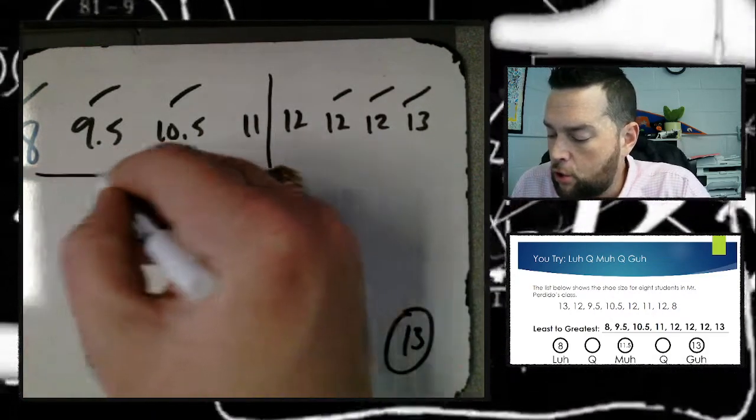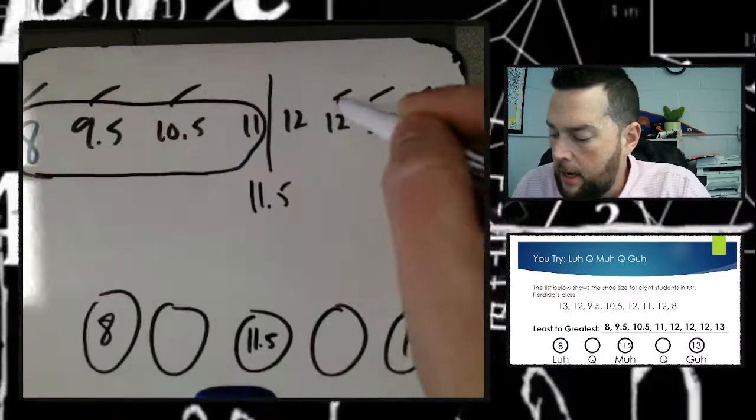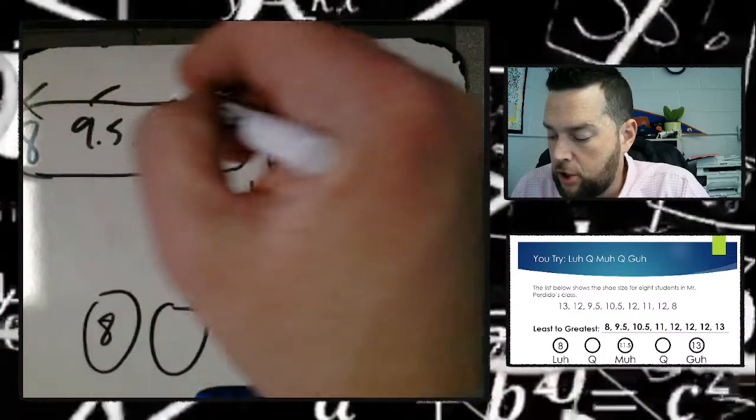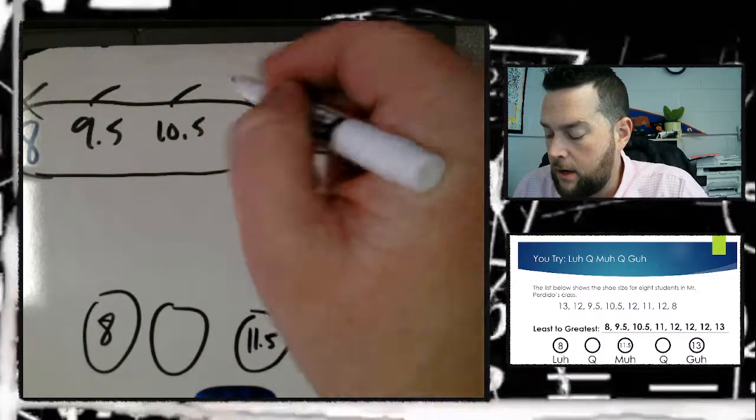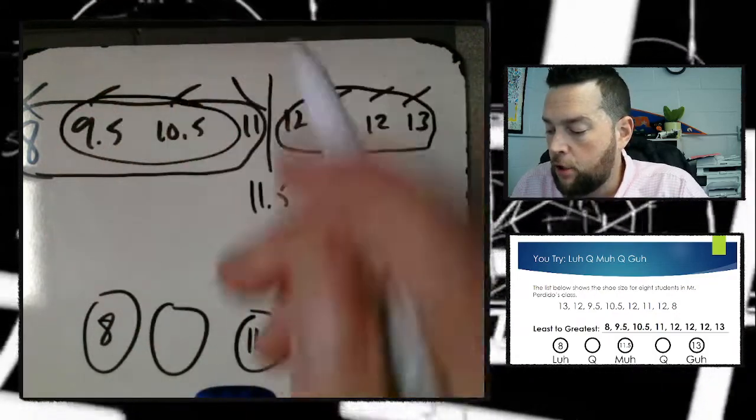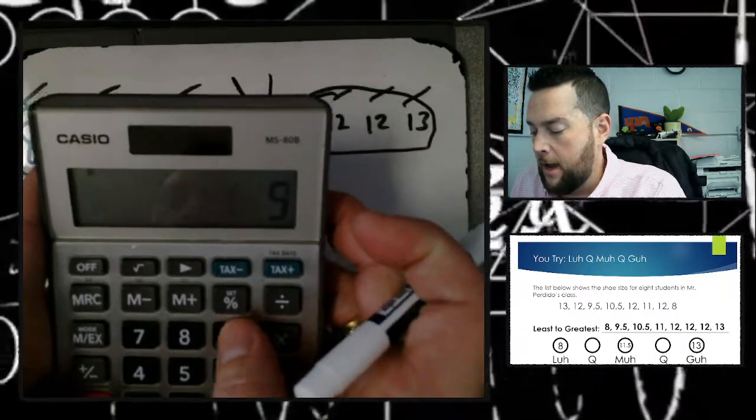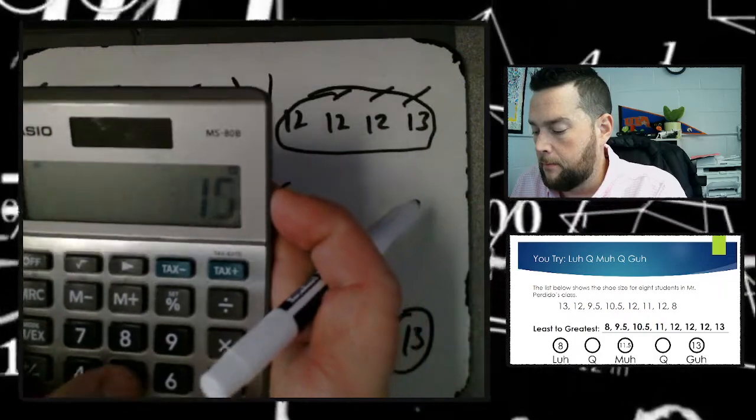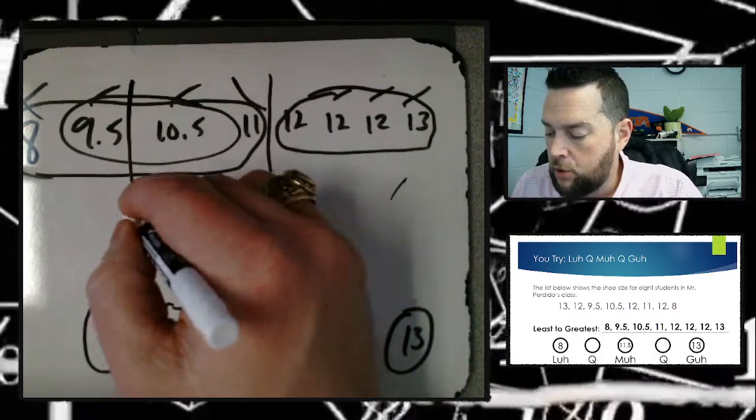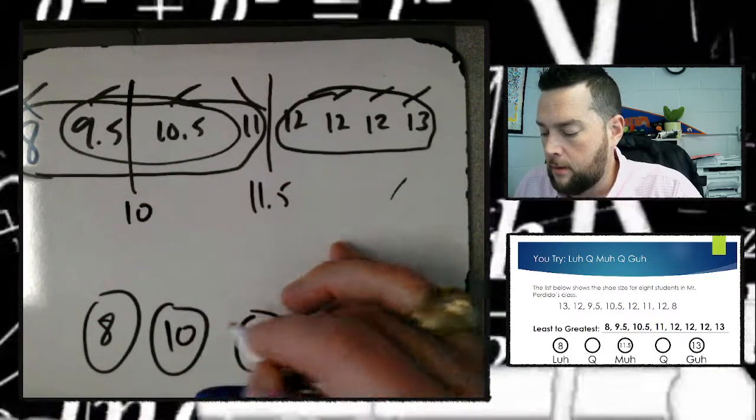Then I'm going to circle my lower half of data, and I'm going to circle my upper half of data, all right? And I'm going to scratch off the first and the last. And then I've come down to two numbers in the middle. I'm going to take those two numbers right there, add them together, and then divide by 2, and that is right in between those, my Q1, all right?